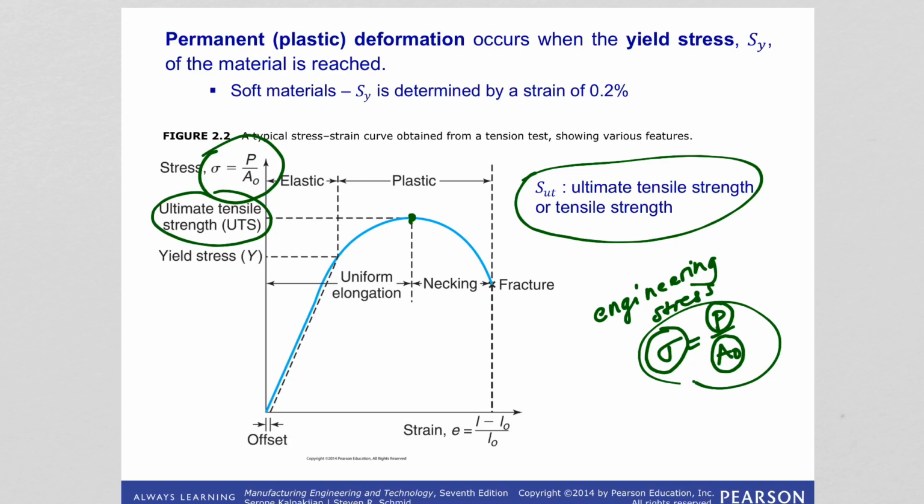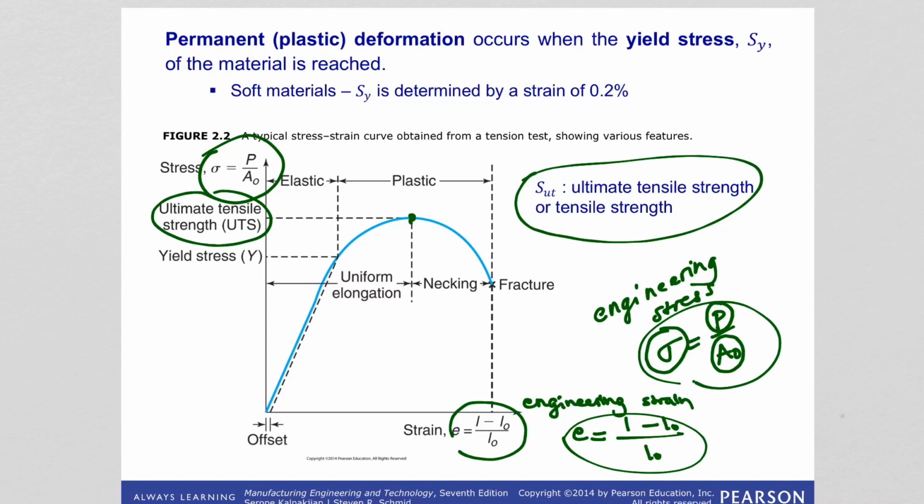So what about the deformation or strain? Strain is measured by engineering strain. It is the instantaneous length minus the original length, over the original length. Okay, so this is engineering strain.